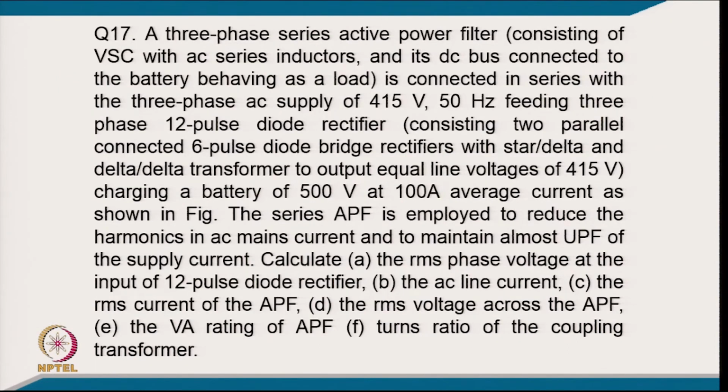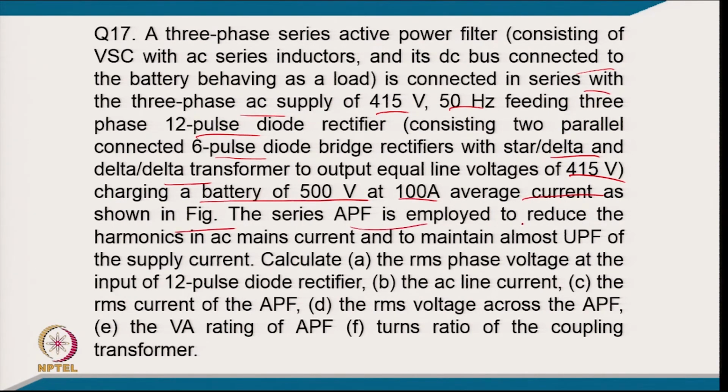So, coming to numerical problem 17: a 3-phase series active power filter consisting of a voltage source converter with AC series inductor and its DC bus connected to a battery behaving as a load is connected in series with the 3-phase AC supply of 415 volt 50 Hz, feeding a 3-phase 12 pulse diode rectifier consisting of 2 parallel connected 6 pulse diode rectifiers with a star delta and delta delta transformer to output equal line voltage of 415 volt, charging a battery of 500 volt at 100 ampere average DC current, as shown in the figure.